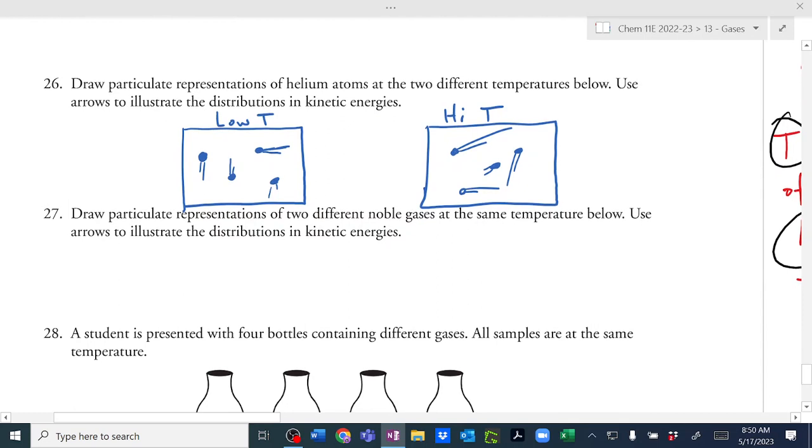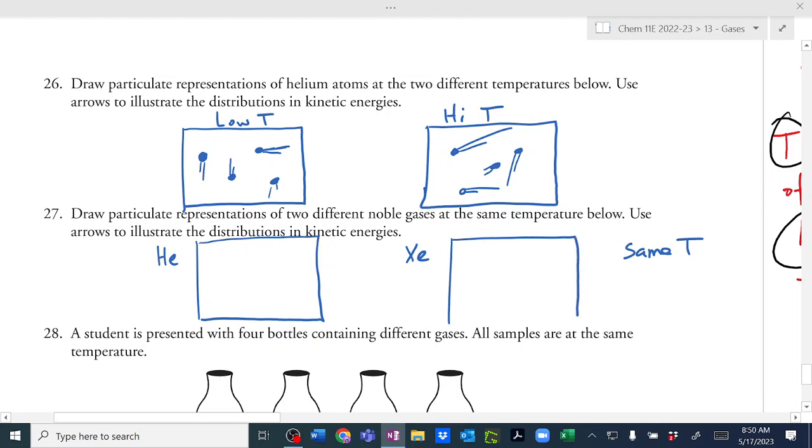Draw particulate representations of two different noble gases. So let's do helium and xenon, and this is at the same temperature. So using those ones that we just did above as models, what do you think these would look like? So they're at the same temperature, but we have different masses, and I'll actually draw the helium as smaller than the xenon, just so you can envision that xenon's heavier, right?